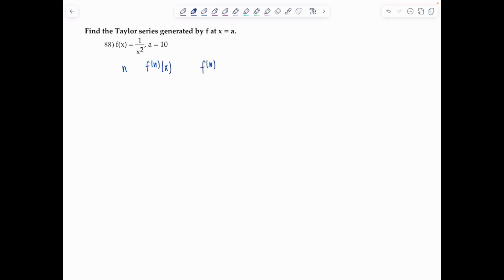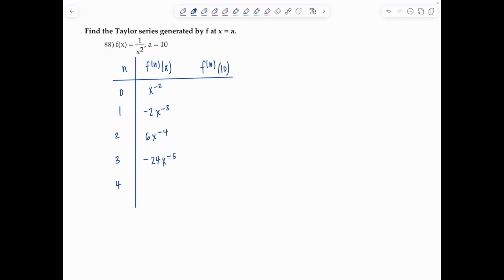Nth derivative at x and then nth derivative at a, which is 10. Okay, so we're going to go 0, 1, 2, 3, I'll go to 4 today. So the 0th derivative is the original function. Let me write it, x to the negative second. The first derivative is going to be negative 2, x to the negative third. Another one, 6x to the negative fourth. Negative 24, x to the negative fifth. 120, x to the negative sixth, and then so on and so forth.